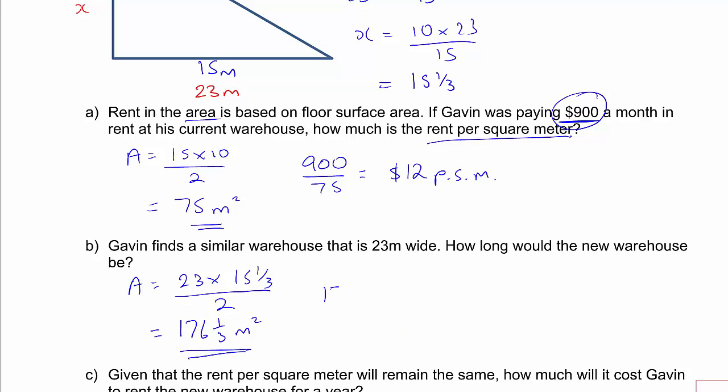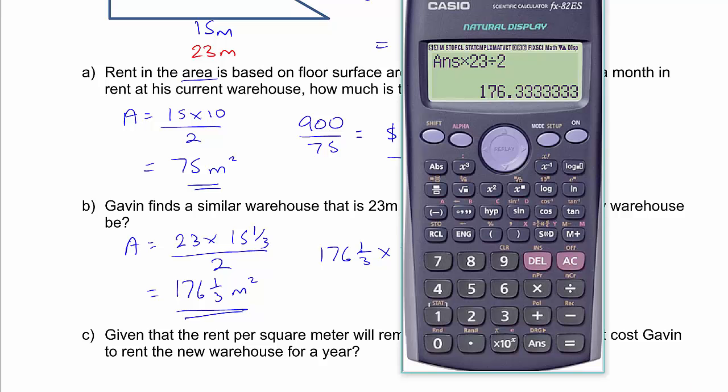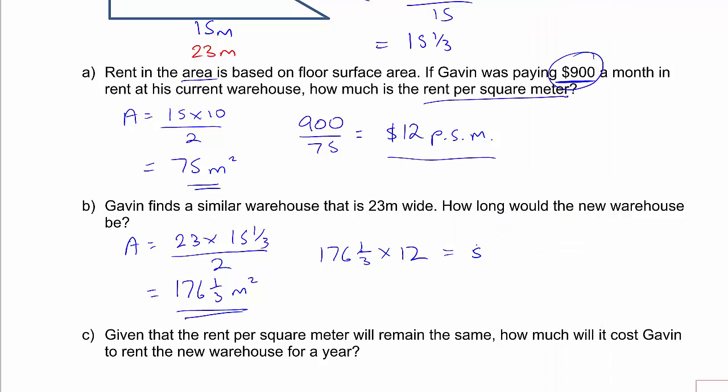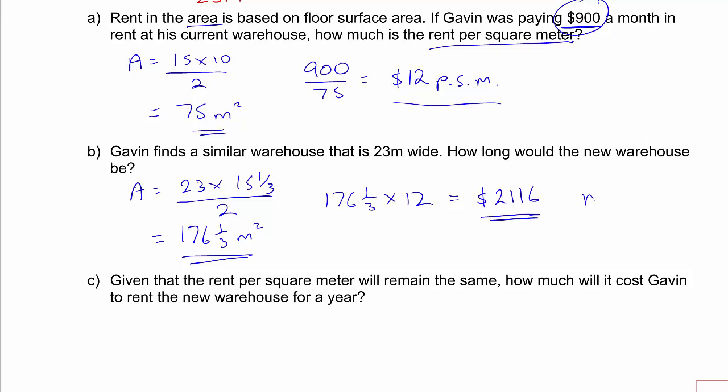And we know that we've got to take that number and multiply it by 12, because we've worked out up here that it was $12 per square meter, and that will give us the new cost. So multiply the last answer by 12 and we get 2,116. Okay, and that's a month. Let's remember that. That's for a month.